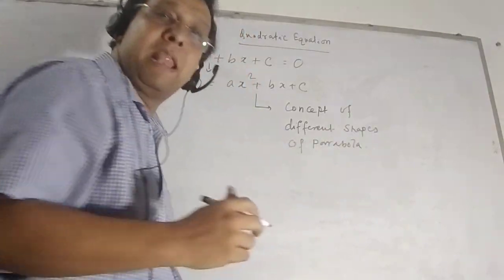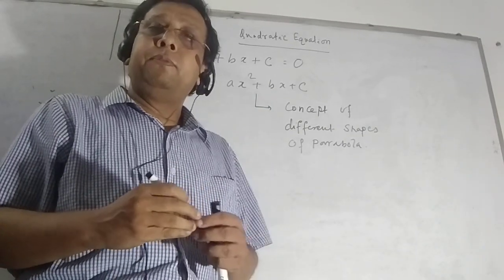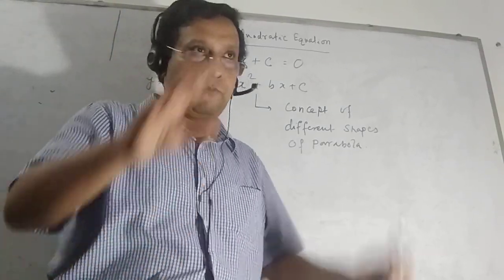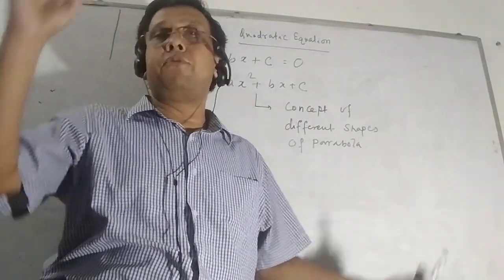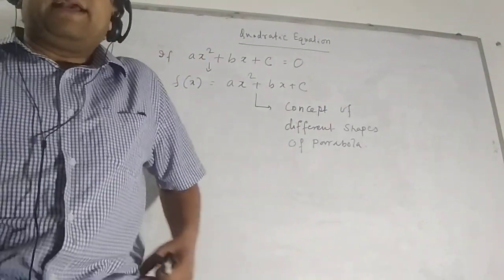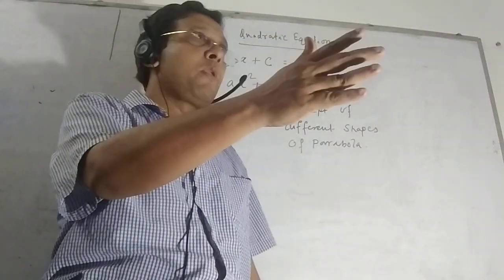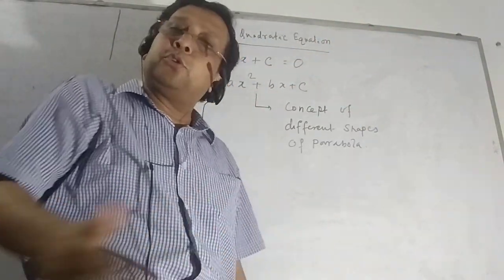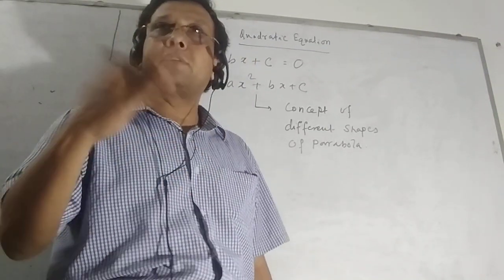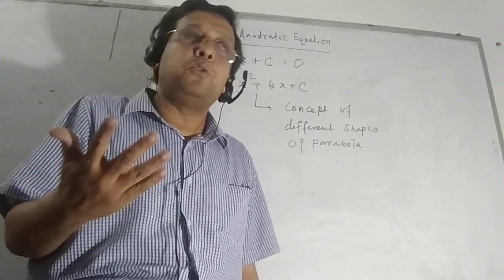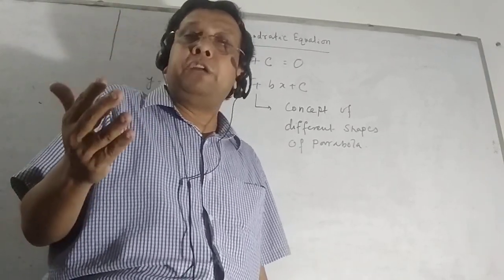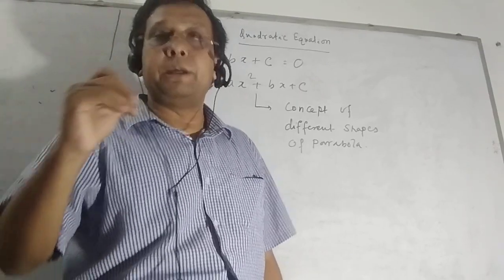Now, different shapes of parabola means that this parabola can be, number one, in the first quadrant of a plane. If I divide the graph into first quadrant, second quadrant, third quadrant, and fourth quadrant, this parabola can take place in any of them. Number two, this parabola can be U-shaped or inversely U-shaped. So naturally, we will be interested to know under what conditions this parabola will be U-shaped, or under what condition it should be inverted U-shaped.